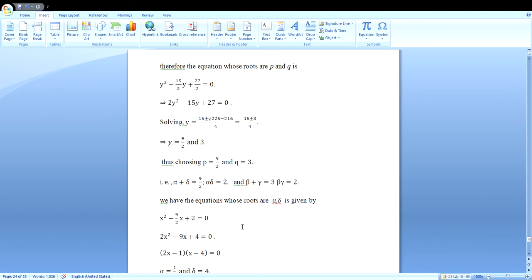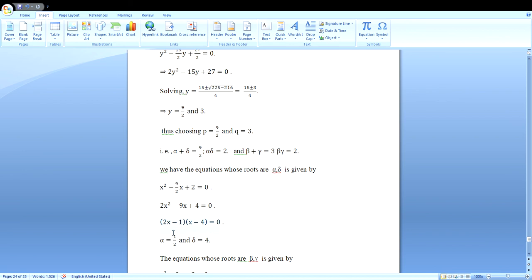We have equations whose roots are alpha comma delta is given by x square minus 9 by 2 x plus 2 equal to 0. That is 2x square minus 9x plus 4 equal to 0. Or factorizing 2x minus 1 into x minus 4 equal to 0. This gives us alpha equal to 1 by 2 and delta equal to 4.